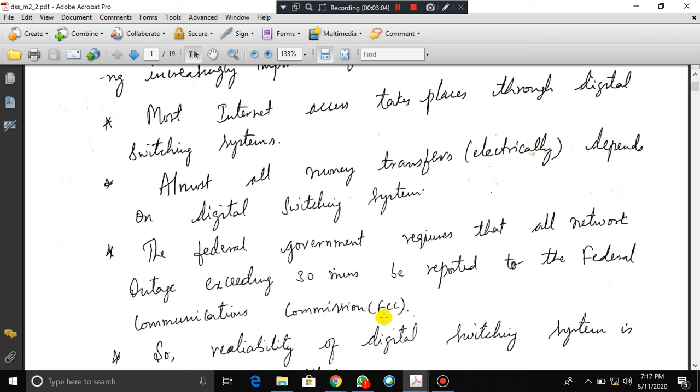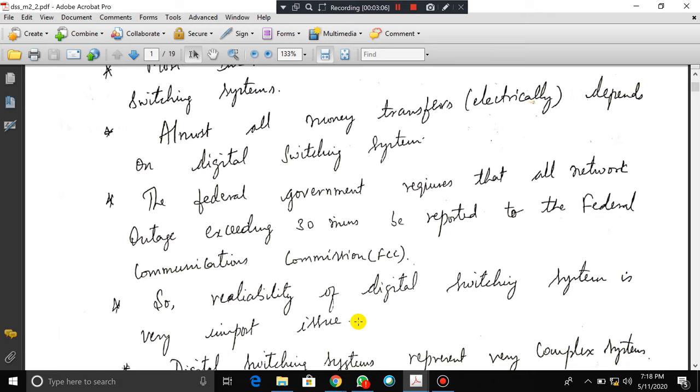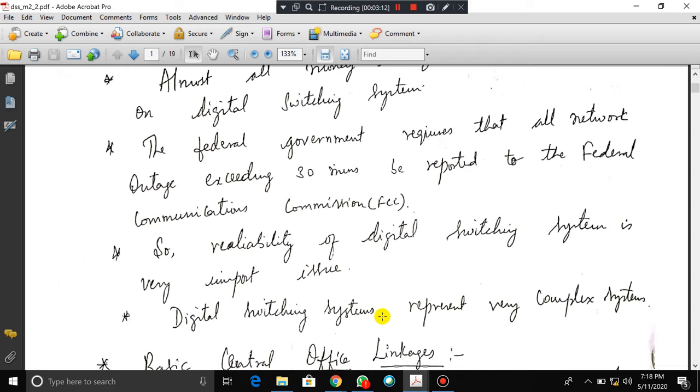They call it the FCC. So the reliability of digital switching system is a very important issue. We cannot ignore it. It is very important, and digital switching system represents a very complex system.